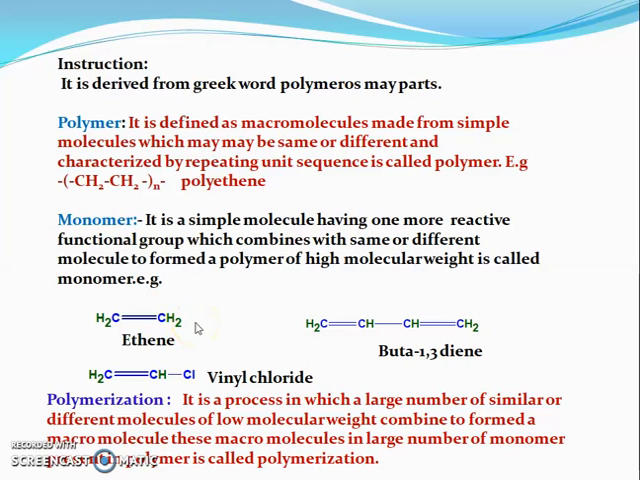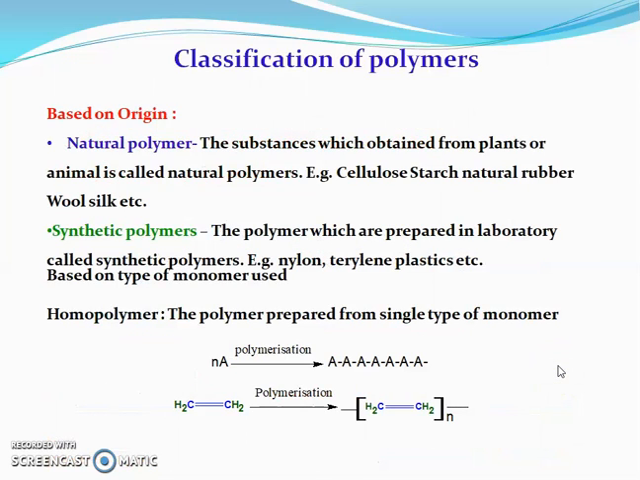Next, we have polymerization. Polymerization is a process in which a large number of similar or different molecules having low molecular weight combine and form macromolecules, in which a large number of monomers are present in the polymer. This process is called polymerization.